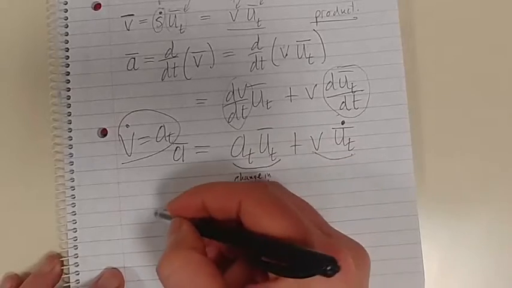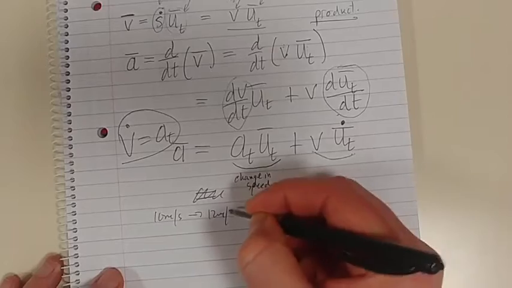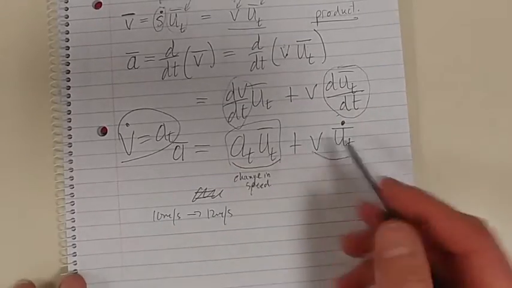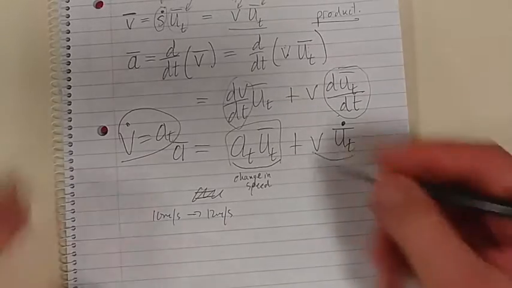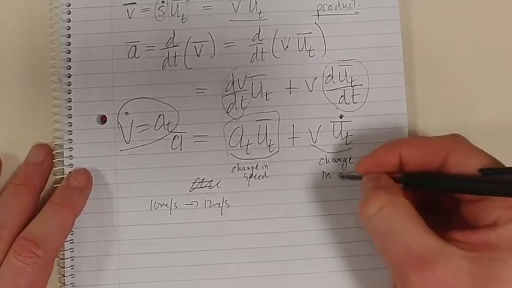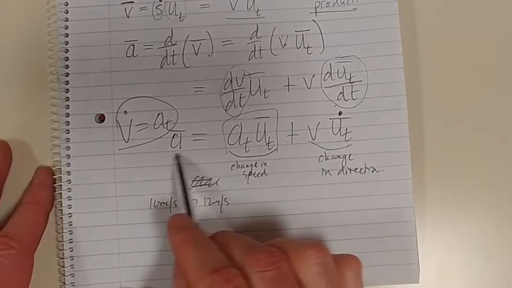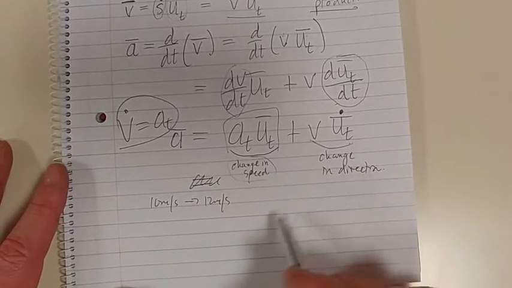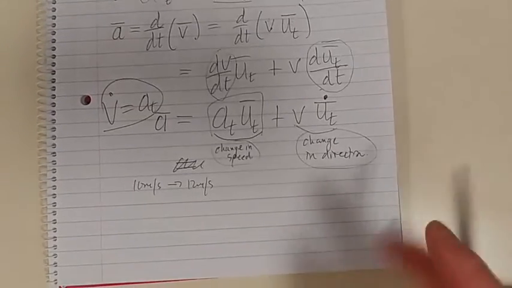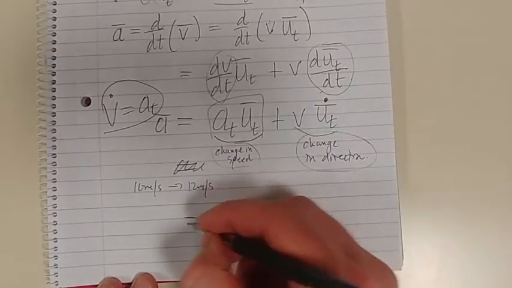So what does that mean? I'm going at 10 meters per second, then I move to 12 meters per second, right? This is what we are used to, okay? But this is an acceleration component that refers to the change in direction. So guys, acceleration is not only a change in speed, but it's also a change in direction. That's important for us to see, okay? So without going to the full derivation, this just stays like that.